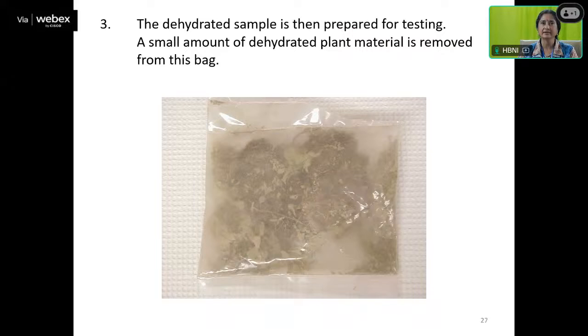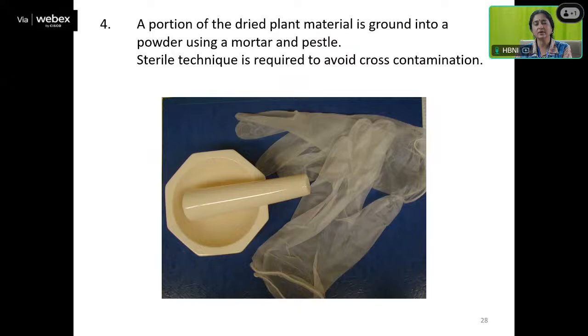So now the dehydrated sample is prepared for testing. A small amount of the dehydrated plant material is removed from this bag. Now you have dried it, and you have to properly grind it for homogenization. A portion of the dried material is ground into a powder using a mortar and pestle, because it is very much required; after drying also it is not homogeneous. There are stem and leaves, they are separately present, so you have to grind it to a particular powder form. Sterile technique is required to avoid cross contamination.